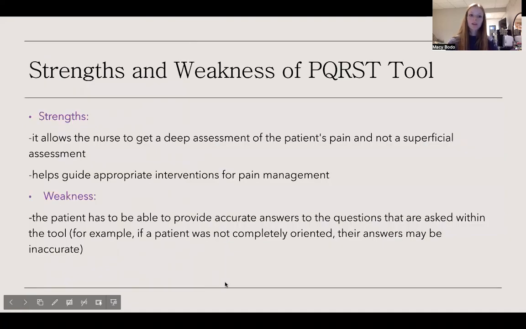So, some strengths and weaknesses of the PQRST tool. Strengths, it allows the nurse to get a deep assessment of the patient's pain and not a superficial assessment. And it also helps guide appropriate interventions for pain management. Weakness, the patient has to be able to provide accurate answers to the questions that are asked within the tool. So I gave an example here. If the patient was not completely oriented and they might be slightly confused, their answers might not be accurate.